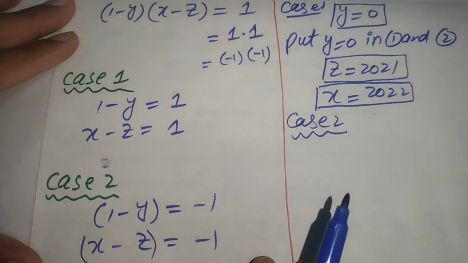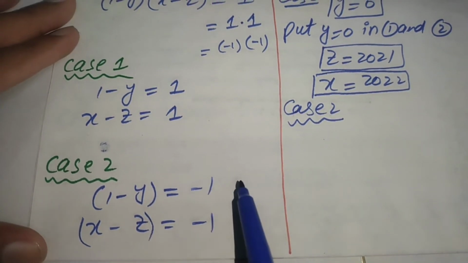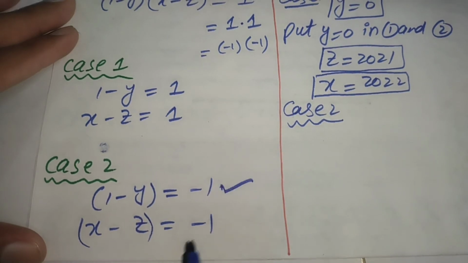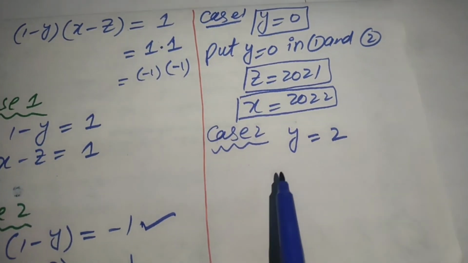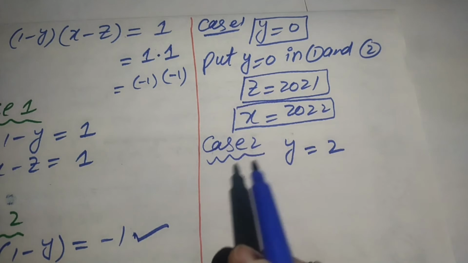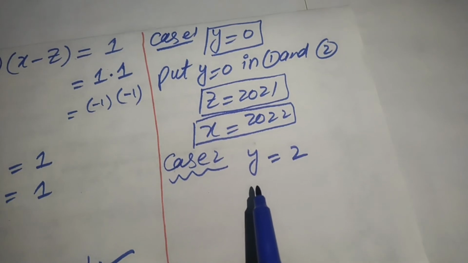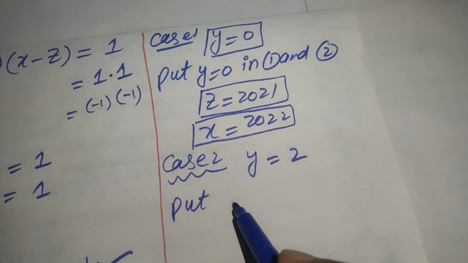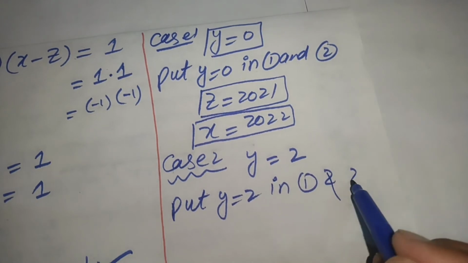In case 2, from the first term we find the value of y, and here we will get y is equal to 2. After we use the value y is equal to 2, we will find the values of x and z. To find the values of x and z, we substitute the value of y in equations 1 and 2. Put y is equal to 2 in equation number 1 and equation number 2.